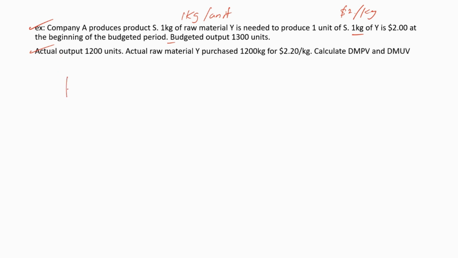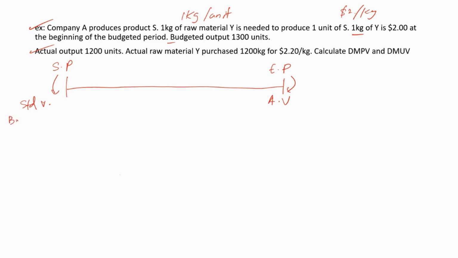Now let's draw this sketch in order to insert the data they have given in this example. So this is the start of the period and this is the end of the period. At the start of the period, we have the standard values, whereas at the end of the period, we have the actual values. So the standard output or the budgeted output is 1300 units.